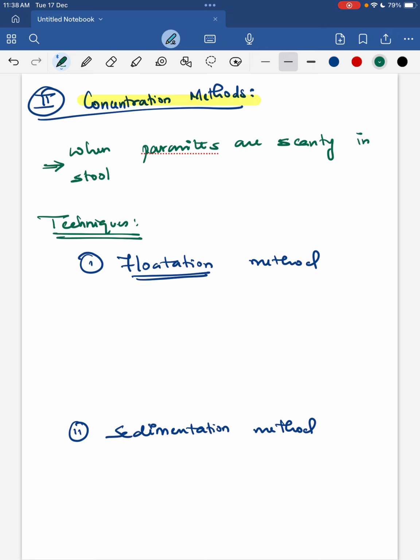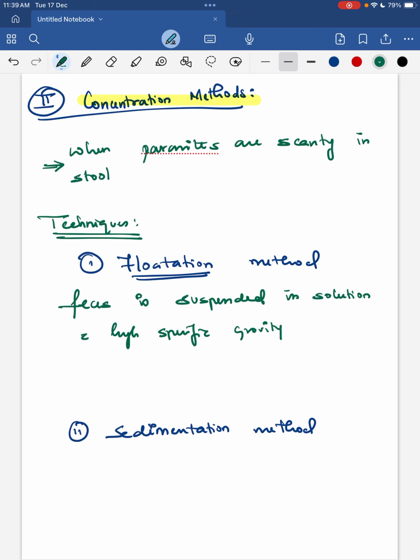Okay, so in a flotation method, the fecal sample is suspended in a solution with high specific gravity, so your cyst and the eggs will float at the top, so that they can separate the cyst and eggs and do a normal routine examination. Okay, this is flotation method.